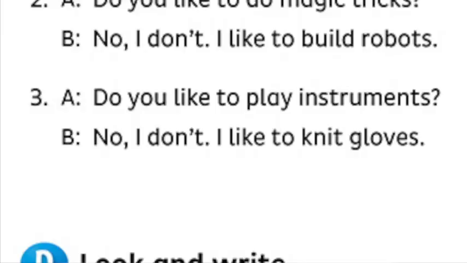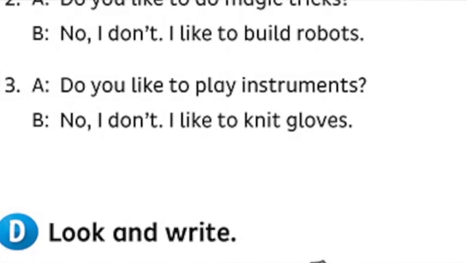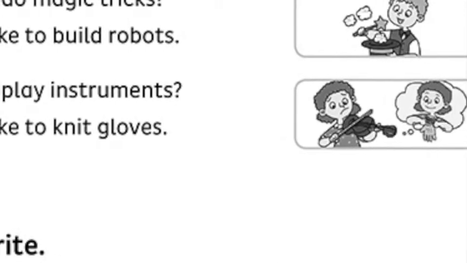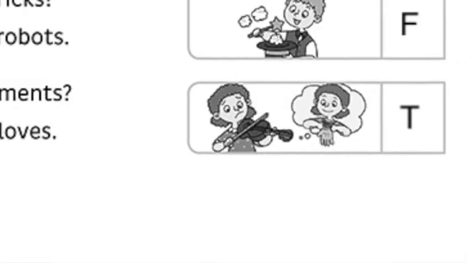And the last one here. Do you like to play instruments? No, I don't. I like to knit gloves. So let's look at the picture there. And it's true. Does she like to play instruments? No, she doesn't. She likes to knit gloves. And she is thinking about knitting gloves. So that is true. We write T for true. Very good. Good job. That was really easy there, huh?